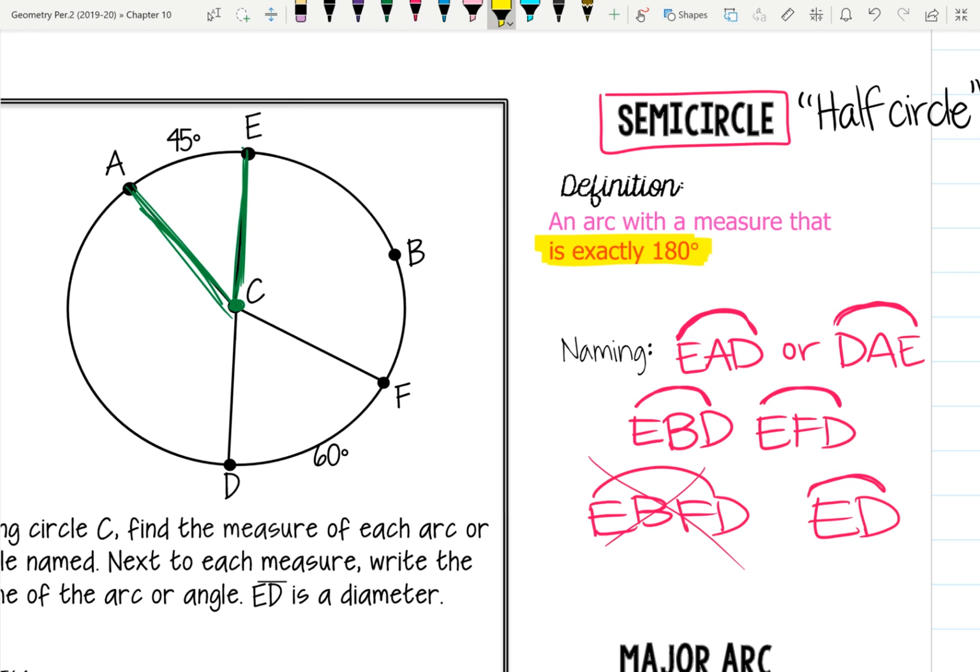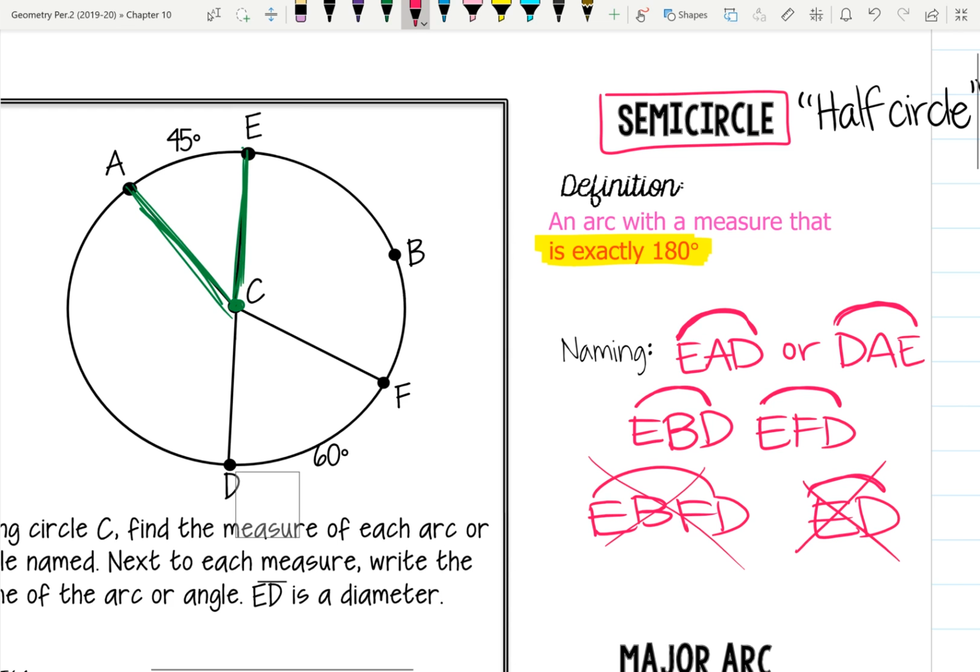So if I wanted you to highlight arc EAD, where's EAD? I see, here it is. We're going towards the left half of the circle. So that's why you need 3 letters to help you name these semicircles. So you shouldn't use 4 letters. You shouldn't use 2. You should use 3 letters. So make a note of that.